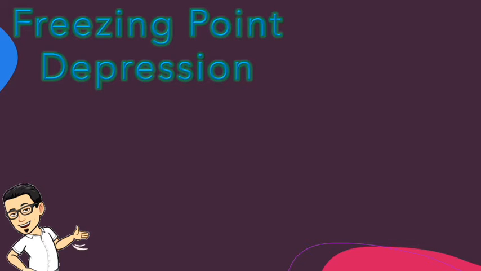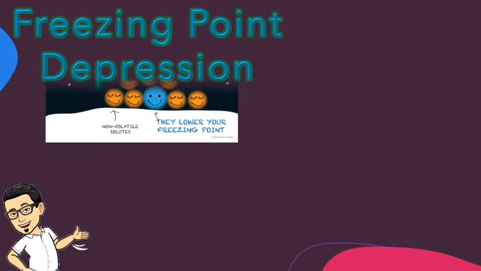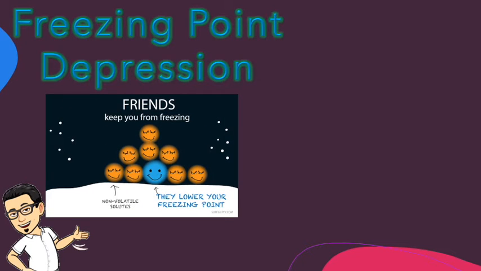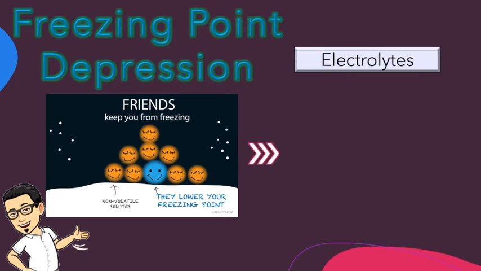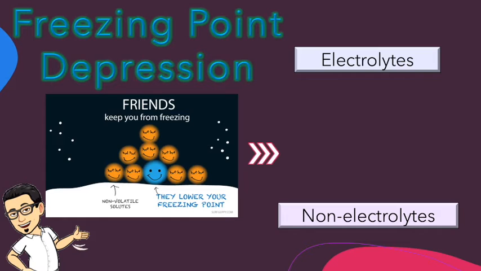Freezing point depression is the phenomenon that describes why adding a solute to a solvent results in the lowering of the freezing point of the solvent. The dissolved solutes can be electrolytes or non-electrolytes. Electrolytes are solutes that dissociate into ions when dissolved in solution to give an electrically conducting solution. Non-electrolytes are molecules that remain intact when they dissolve in water.